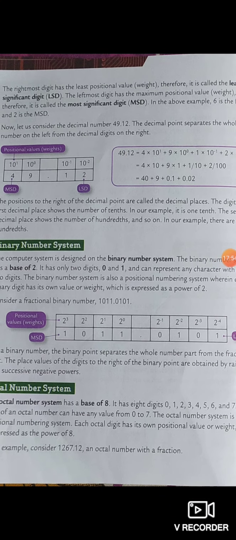And so on. So in our example there are 2 hundredths. I hope all of you have understood the decimal number system, which contains the 10 digits 0 1 2 3 4 5 6 7 8 9, and what LSD and MSD are.